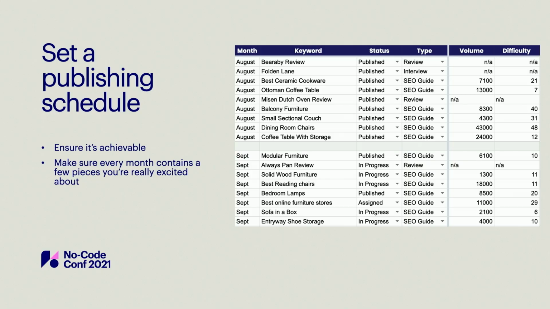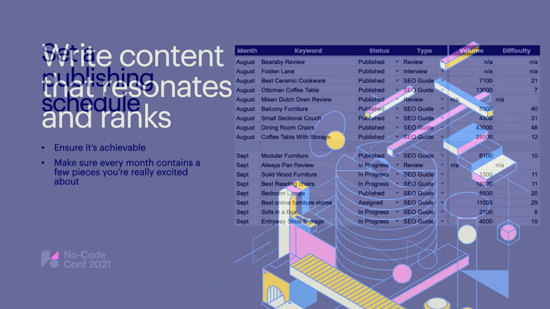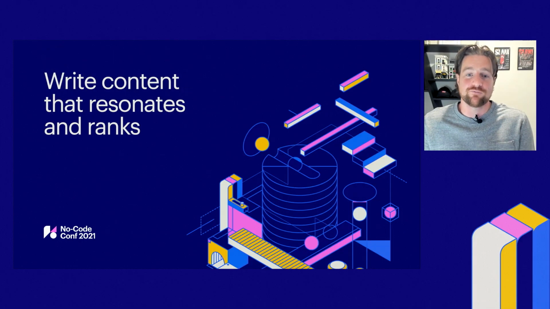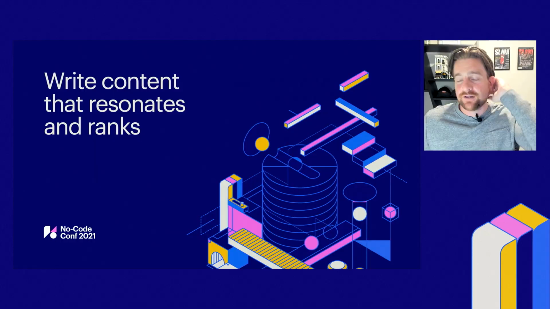So with your publishing schedule set, and maybe you're doing 10 posts per month, like I'm aiming for with Living Cozy, the next step is to start figuring out how you can write content that resonates with your audience and also ranks in Google search. The first step to achieving this is doing your research, right? There's no point going in and just blindly writing about a topic just because you discovered the keyword.